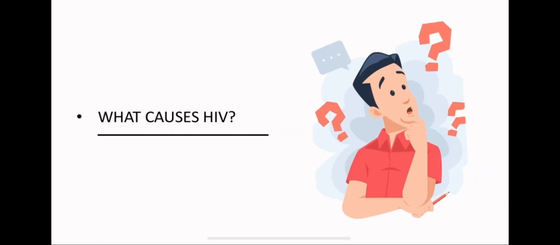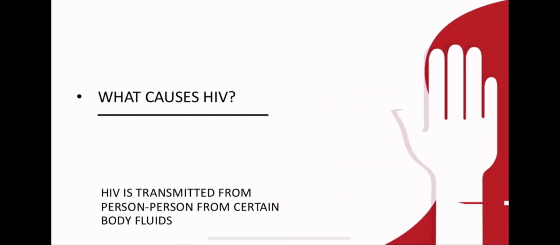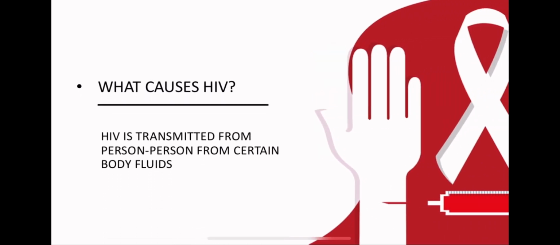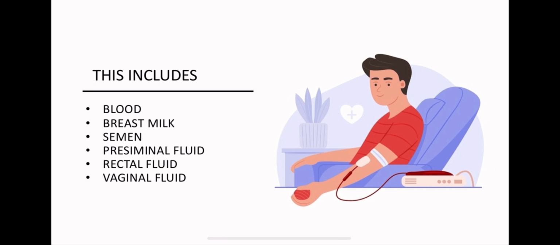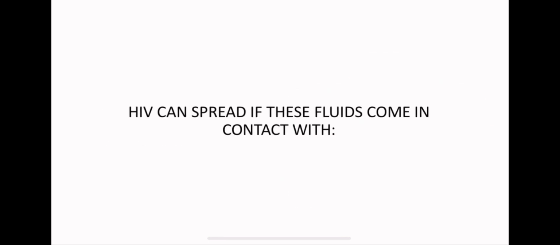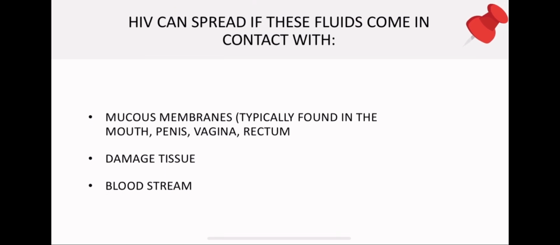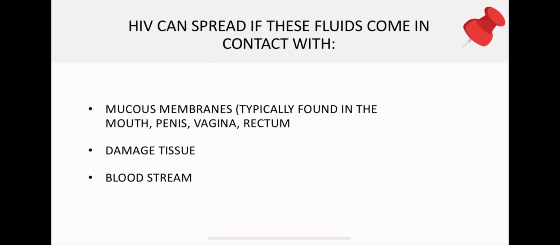Do you wonder what causes HIV? HIV is transmitted from person to person through certain body fluids, and this includes blood, breast milk, semen, preseminal fluid, rectal fluid, and vaginal fluid. HIV can spread if these fluids come in contact with the mucous membranes, damaged tissue, and the bloodstream. Now, HIV is commonly caused by unprotected sex.